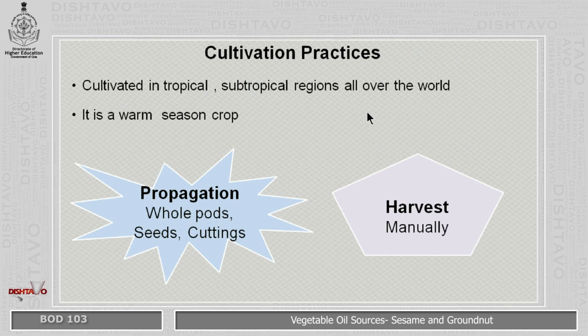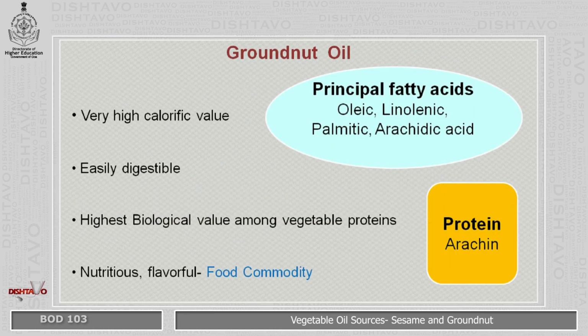Now the cultivation practices. It is cultivated in tropical and subtropical regions all over the world. It is a warm season crop. It is propagated through whole pod, seeds or cuttings, and it is harvested manually. Now groundnut oil has a very high calorific value, it is easily digestible, and it has the highest biological value among vegetable proteins. Due to its nutritious and flavorful nature, it is considered a food commodity. The principal fatty acids present are oleic, linoleic, palmitic and arachidic acid, and the protein arachin is present in groundnut.